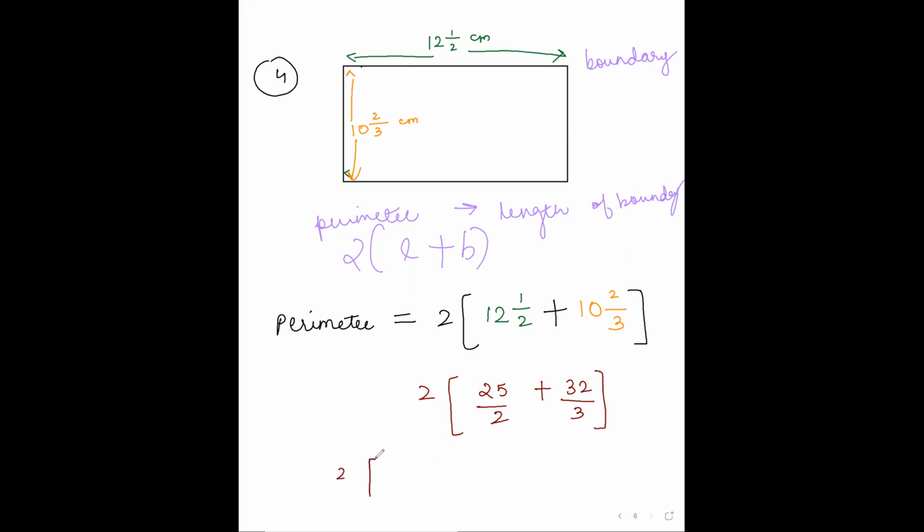25 by 2 plus 32 by 3. Very good. Then the next step. We have to find the LCM of 2 and 3. Very good. And that is? 6. Then what will you do?